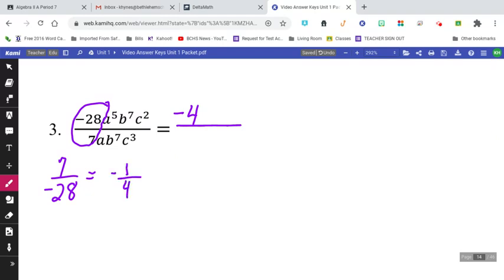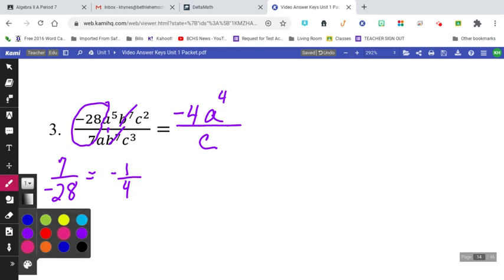Okay, now with the a's, we have more a's in the top. 5 minus 1 is 4. What's going to happen to the b's? Well, they're going to cancel completely. And now for the c's, we have more c's in the bottom, so that's where c is going to end up. And 3 minus 2 is 1. So you can write the 1, but you don't have to.